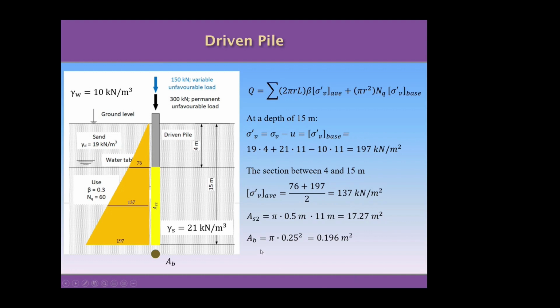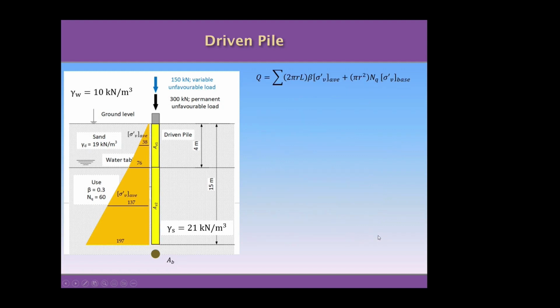One more thing we're going to need at the base is the area of the base of the pile, which is basically a circle. So pi times the radius squared is equal to 0.196 square meter, which is the area of the cross section of these piles that will be useful for us in this formula in here to establish the bearing capacity of the pile at the tip. So now we have all the information regarding the effective stress and regarding the areas of the shaft and regarding the location of the several sections we need in this pile.